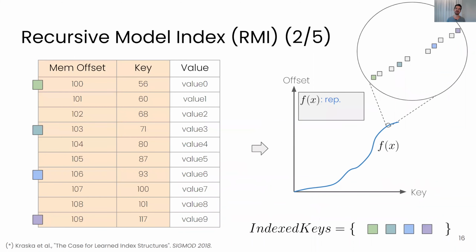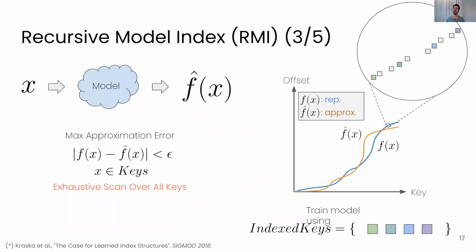The concept is to take a key value table that is contiguous in memory and look at the keys and the memory offsets as a continuous function, say f(x) on the right. RMI takes representative keys, which are the colored squares on the left, and uses them to train a model that approximates the key offset function, f hat (x), orange on the right. The training technique of RMI performs an exhaustive scan over all keys and checks their approximation error. That way, RMI guarantees that approximation error is bounded by some constant, say epsilon.